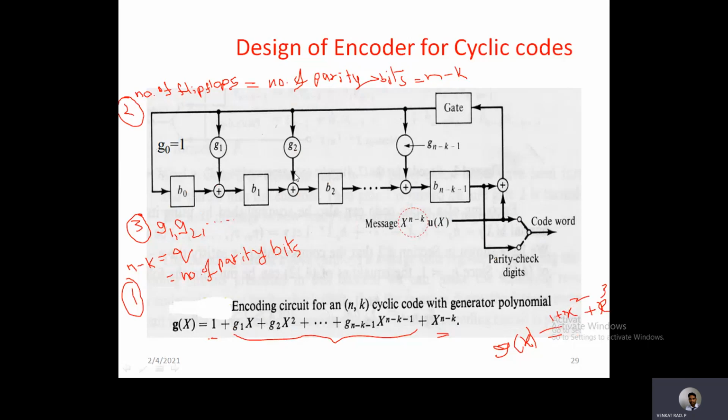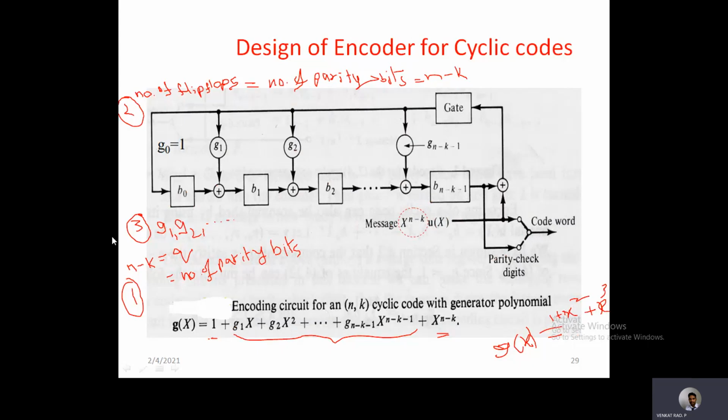Then after all the message bits are received, this switch is connected from this point to this point, so that the contents of these flip-flops will come out as a code word after the message bits. That means first the message bits will come and then the parity bits from the flip-flop contents. The flip-flop contents after all the shift operations are nothing but the parity bits. So these parity bits will come like a systematic code: first message bits are coming and then the parity bits are coming. So the code word is nothing but a systematic code.